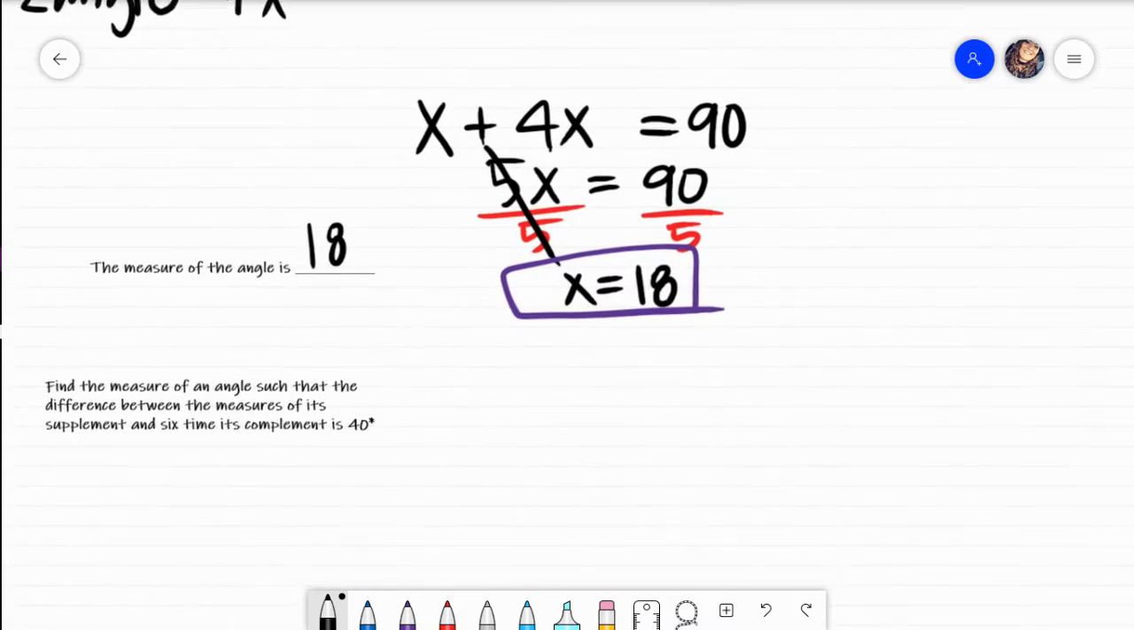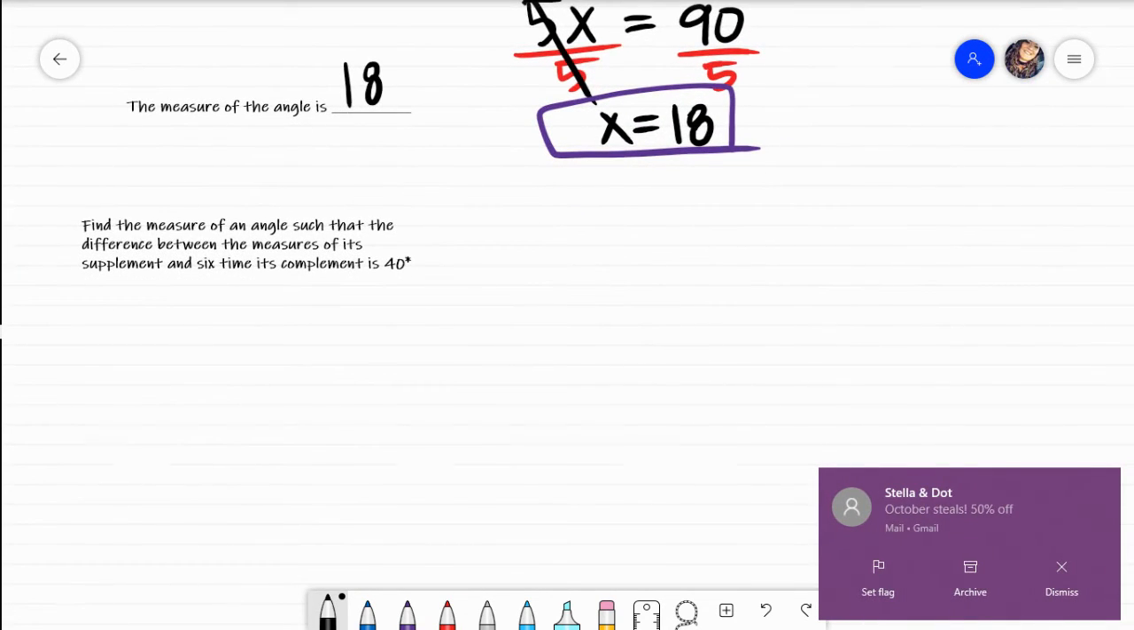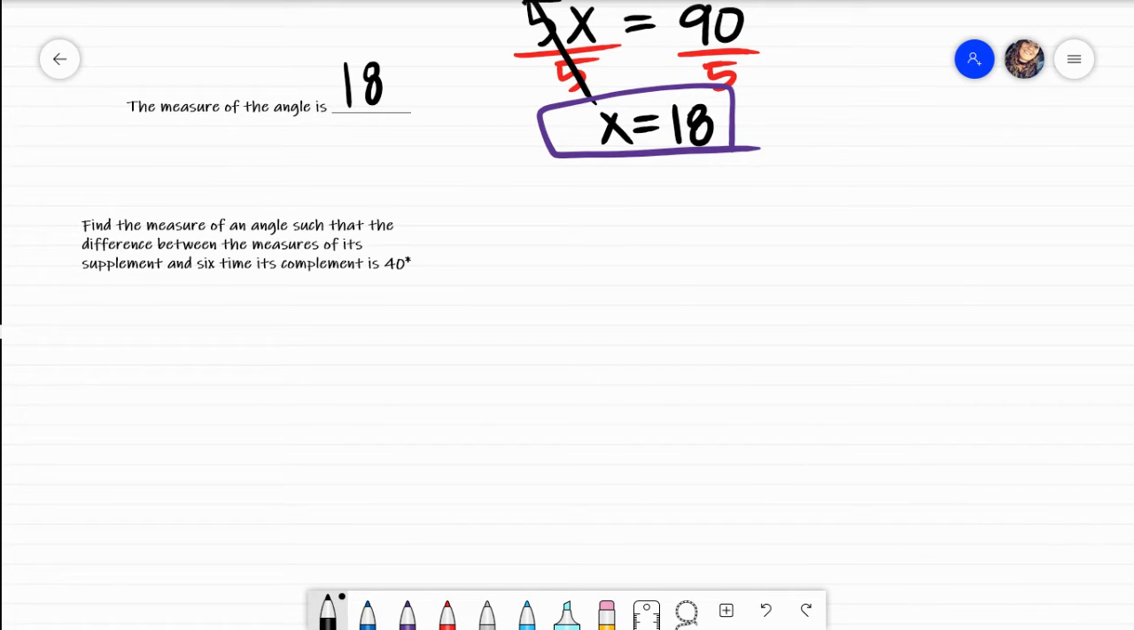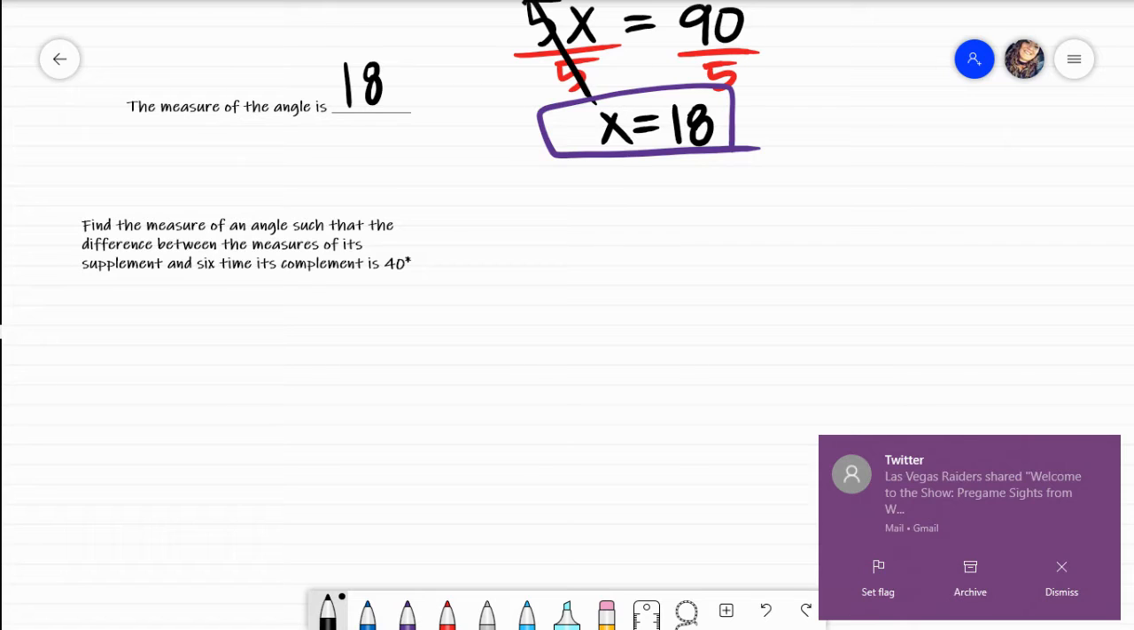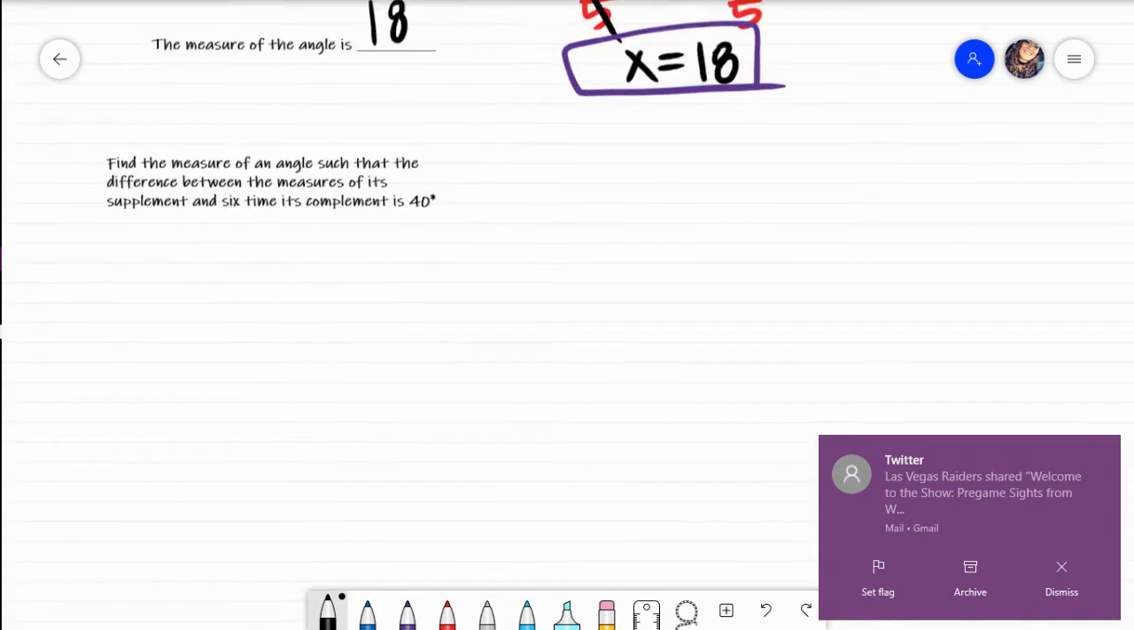Okay, so let's do this problem. It says find the measure of an angle such that the difference between the measures of its supplement and 6 times its complement is 40 degrees. I know that's an asterisk. That's supposed to say 40 degrees. Okay, let me scoot this up some.